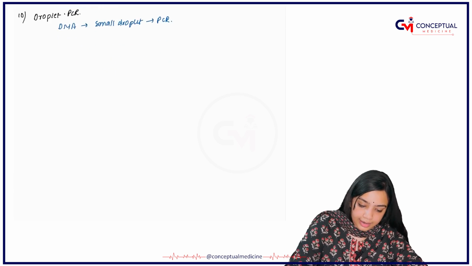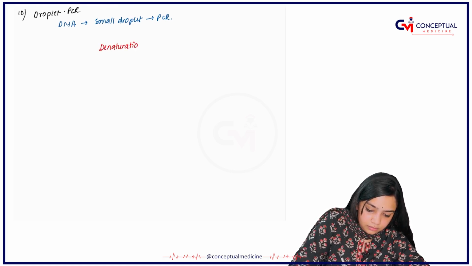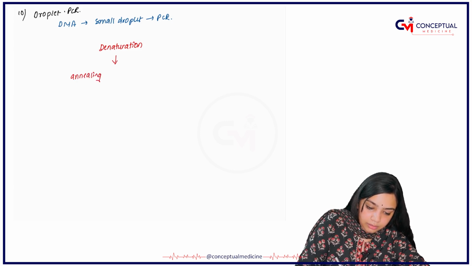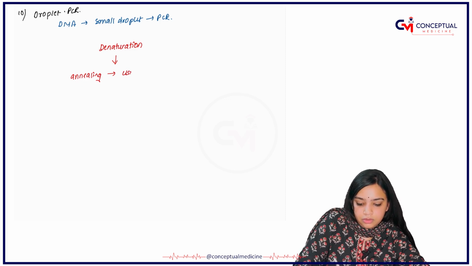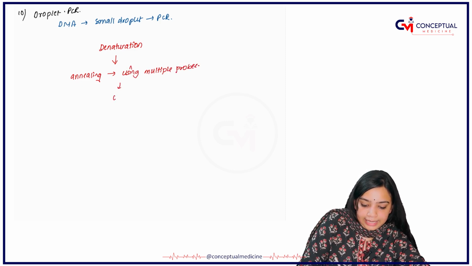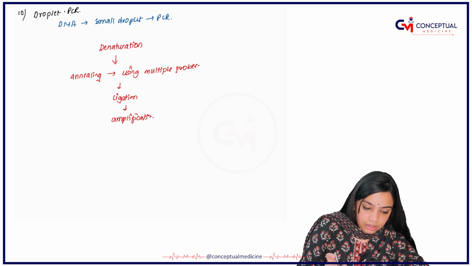Let me just write it over here also, the sequence that we follow. We first have the denaturation, then we have the annealing using multiple probes. Right? Then you have the ligation, and at last you have the amplification. So this is the sequence that we follow and you need to keep in mind.